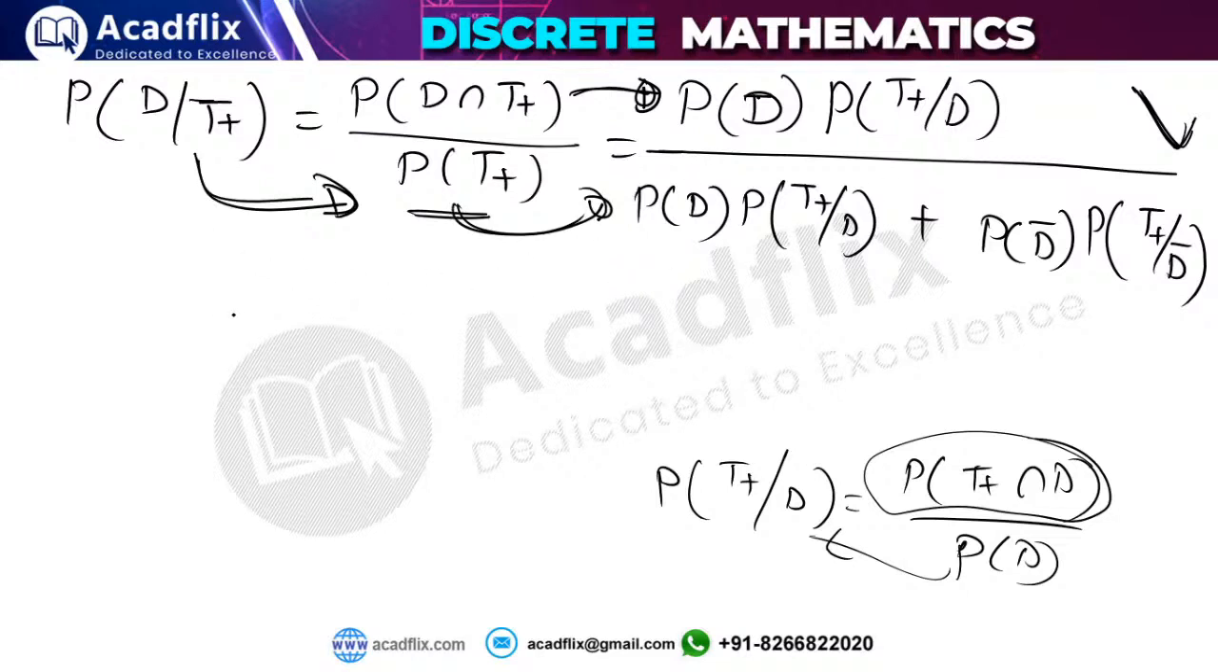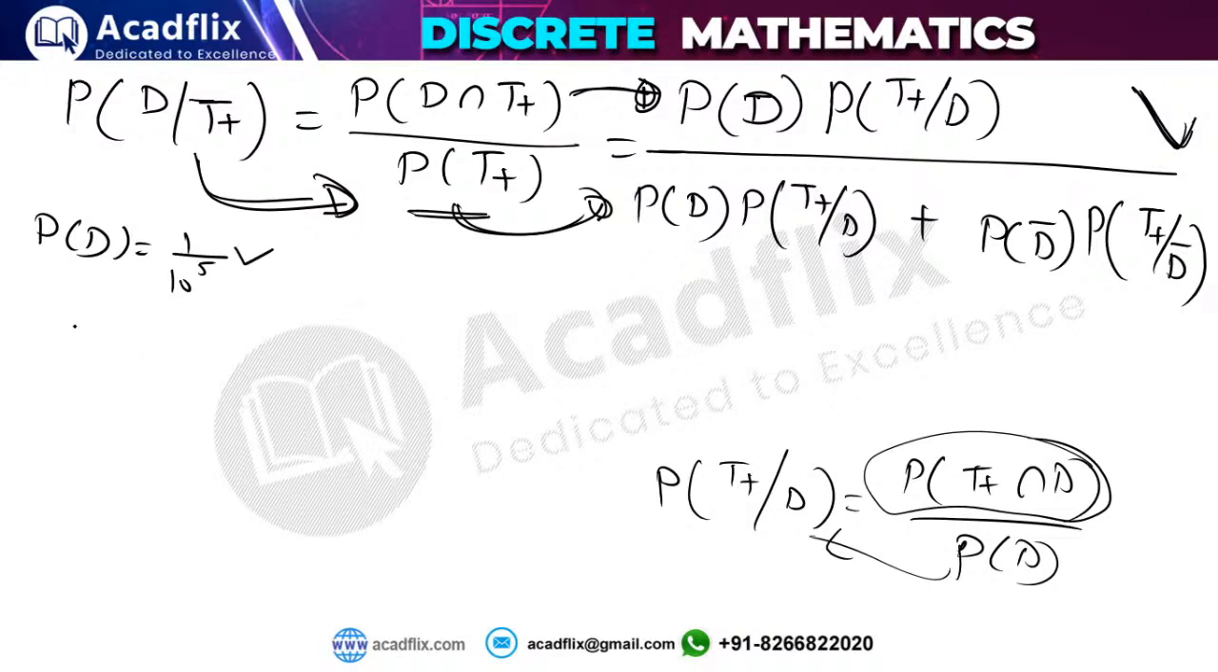Now let's find all these values. What is P(D)? P(D) we already know, because he is saying that 1 out of 1 lakh people have the disease. So P(D) is already given as 1 divided by 10 to the power 5. This is already given.